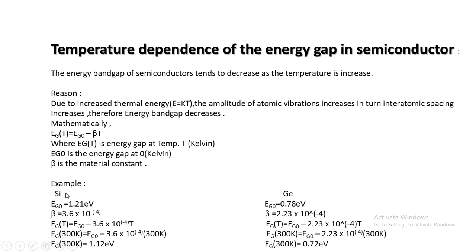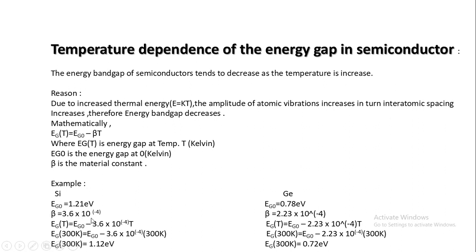Here we are taking a generic example. Silicon is the most widely used semiconductor, because we have an abundance of silicon on the earth, and silicon also has a great property. In future we will talk about that property, the insulator silicon dioxide. Because of that, silicon is mostly used. So Eg naught equals 1.21 electron volt, where electron volt is the unit of energy, and beta is the material constant.